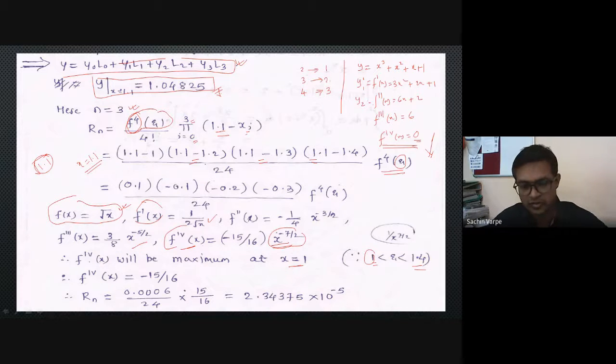Okay. So that is why the fourth order derivative of f will be maximum at x equal to 1. When we substitute x equal to 1, what will we get? The fourth order derivative will be minus 15 by 16. Okay, so when we substitute that minus 15 by 16 into this and do the calculations, we get the error as 2.34375 into 10 raised to minus 5. That will be the error in the Lagrange's interpolation. That's it.